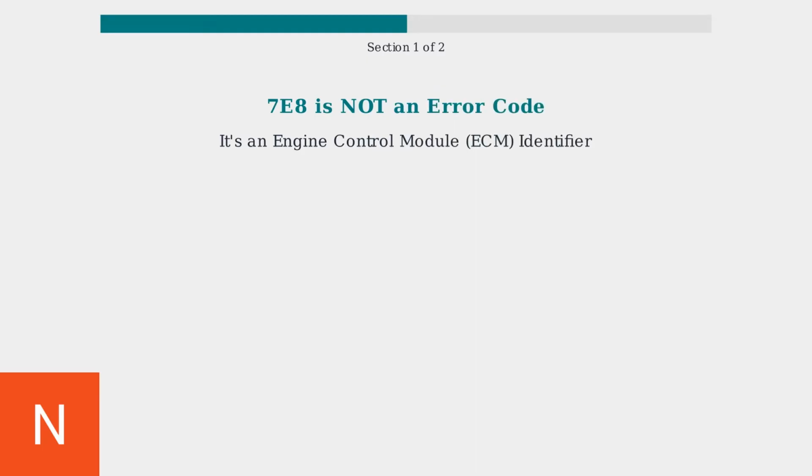The 7E8 engine code is one of the most misunderstood readings on automotive diagnostic scanners. Let's clear up the confusion once and for all. First, here's what you need to know. 7E8 is not an error code. It's actually an engine control module identifier that appears on OBD2 diagnostic scanners.